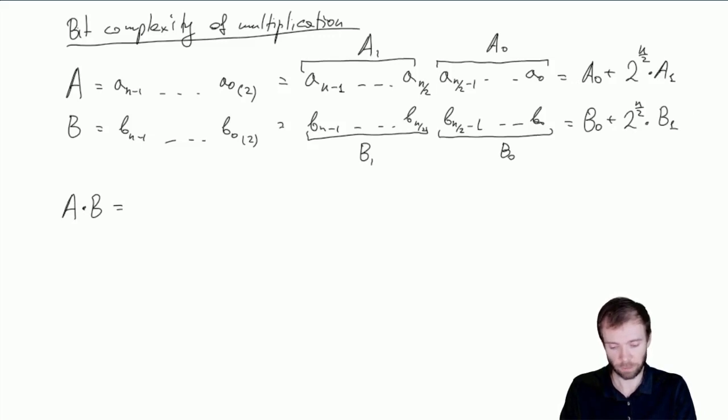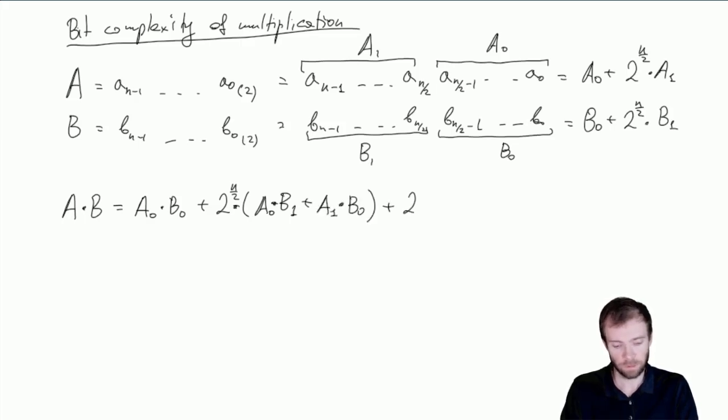So we see that the product of A and B is A0 times B0 plus 2 to the power of n over 2 times (A0 B1 plus A1 B0) plus 2 to the power of n times A1 B1. So we see that we have some number of additions. Also, we have multiplications by some power of 2, but that's just padding with zeros. So this operation is not a real multiplication.